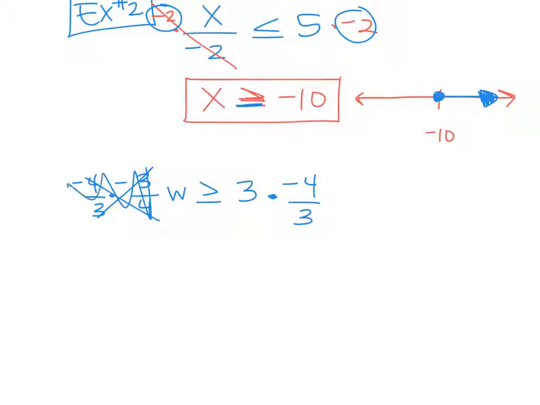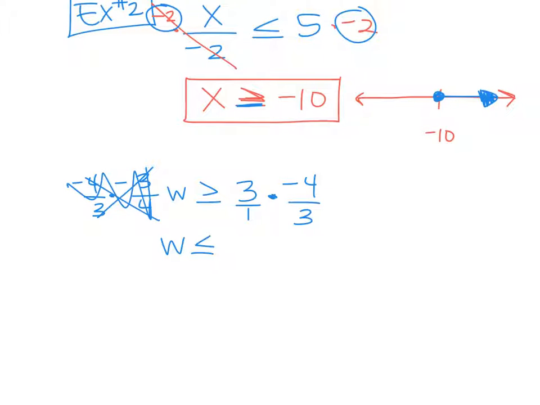So this is gone. We're left with w on the left. What's my symbol gonna be? Less than or equal to, you gotta flip it around, right? Because we multiplied by a negative. And then you can think of this as 3/1 if that helps you, and then multiply straight across, or you can cross cancel.